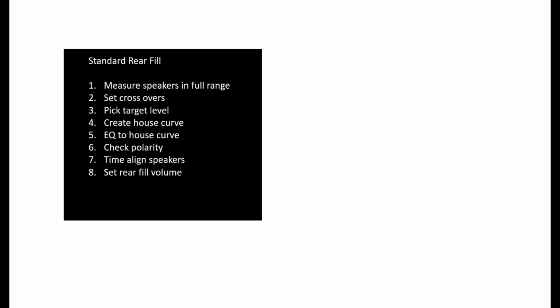If you're using a sweep method, then you're going to time align them using phase or impulse. So standard time align process, and then finally you're going to set your rear fill volumes. It really depends on the effect that you want. You just raise or drop your levels according to your own tastes and how far you want the rear speakers to pull back the front stage. And that's kind of about it.